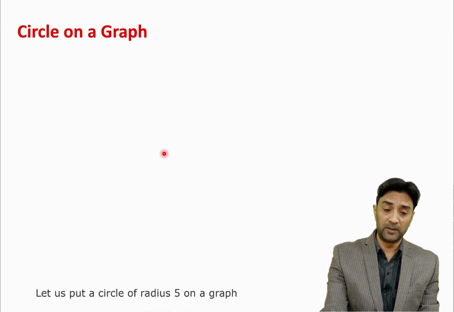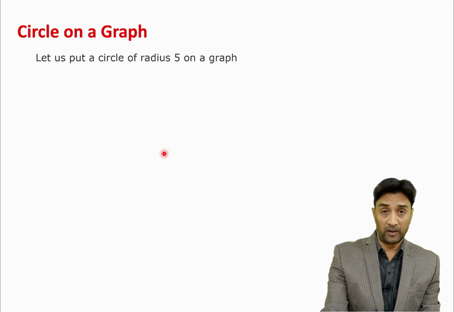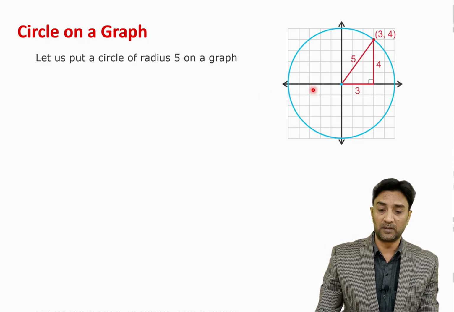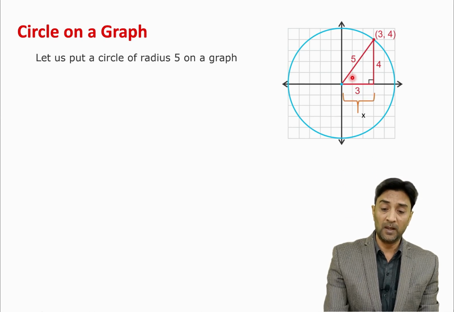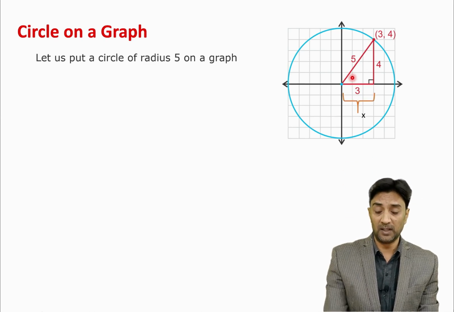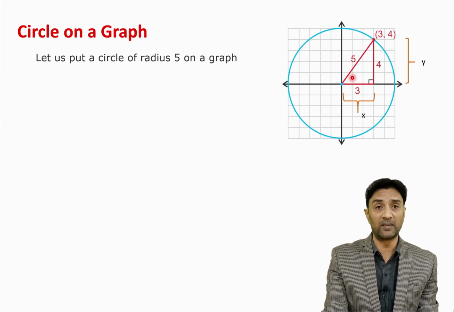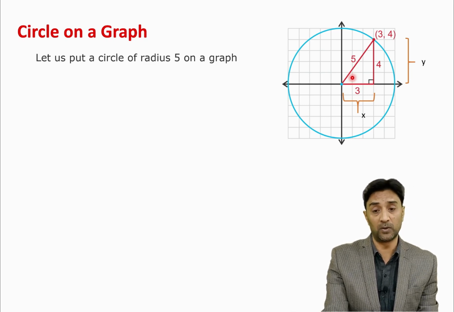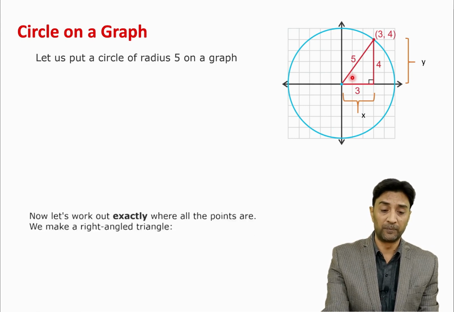So if we put this circle on a graph, a circle of radius 5, you can see in this particular figure that the radius is 5. The x distance here is 3 and the y distance here is 4. This is a right angle triangle, and with the help of the Pythagoras theorem we know that perpendicular square plus base square is equal to the hypotenuse square.